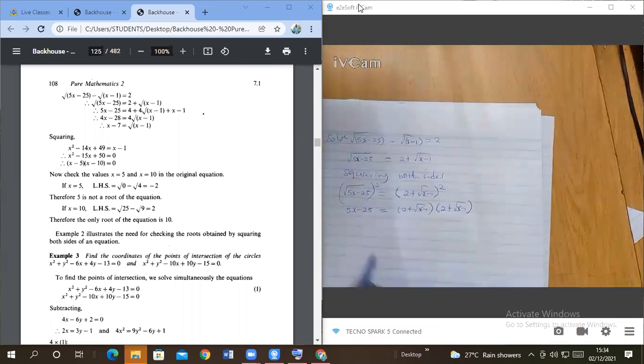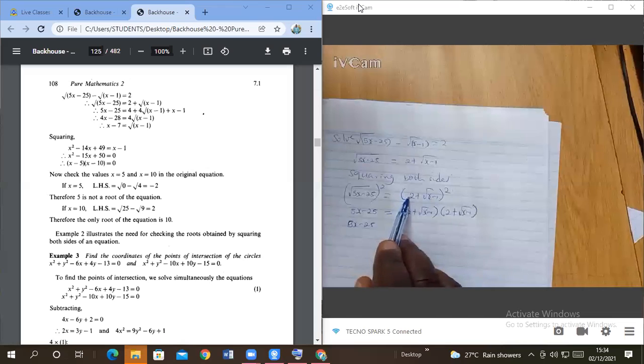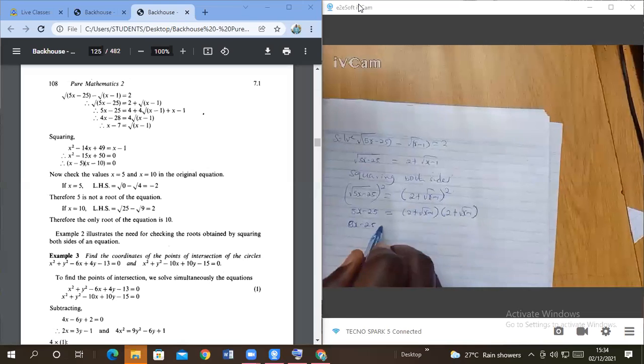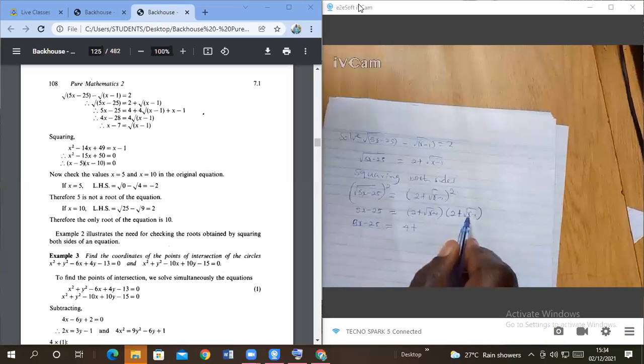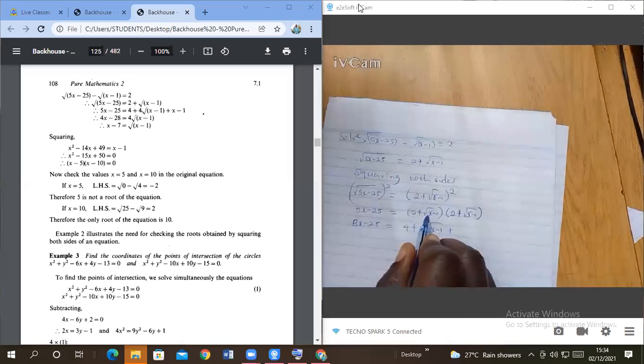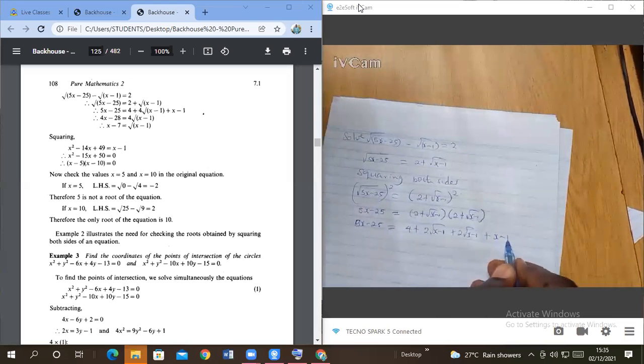Yes. Now, we are left with expanding the right-hand side. I said, don't make the mistake of just squaring 2 and squaring the root of x minus 1. That is not squaring. Squaring means you multiply the 2 brackets term by term. Now, this becomes 2 times 2, which is 4, plus 2 times root of x minus 1, which is 2 root of x minus 1, plus root of x minus 1 times 2, you get 2 root of x minus 1, plus root of x minus 1 times itself is simply x minus 1.